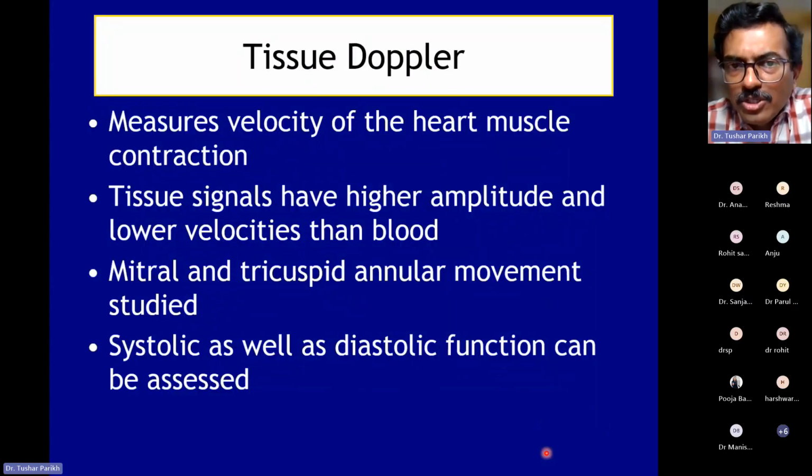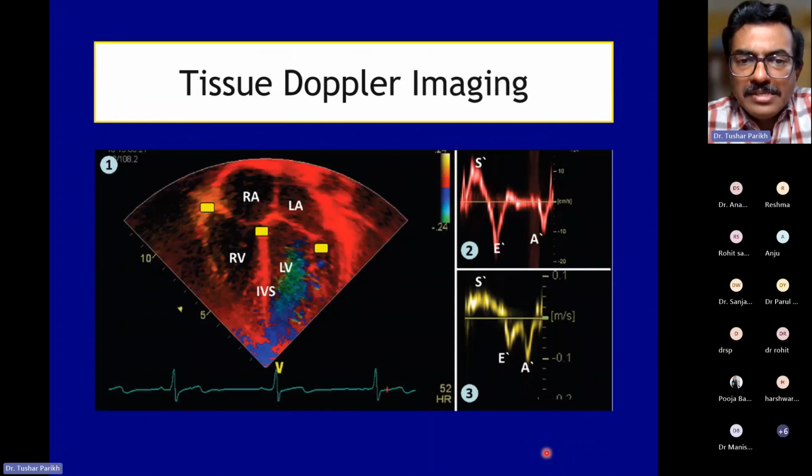Then just to highlight about tissue Doppler. As we studied about the red blood cell Dopplers or blood related Doppler, we can also measure the velocity of the heart muscle contraction. Tissue signals have higher amplitude and lower velocities than blood. Mitral and tricuspid annular movement is studied, and systolic as well as diastolic function can be assessed. So basically you go in apical 4-chamber view, you press the button for tissue Doppler, and then this is the tricuspid annulus.